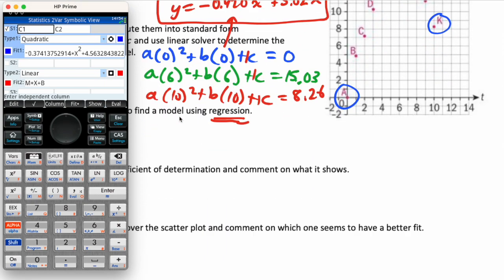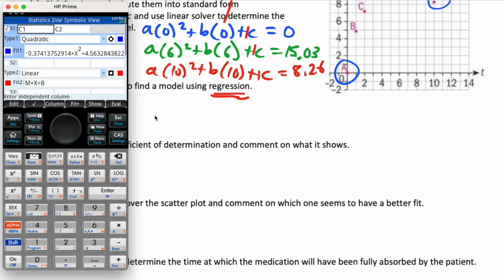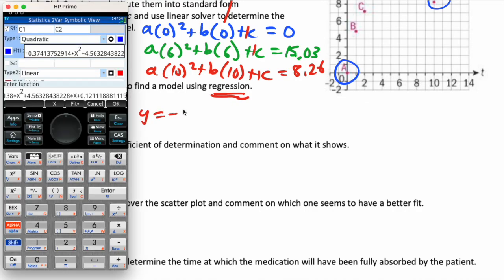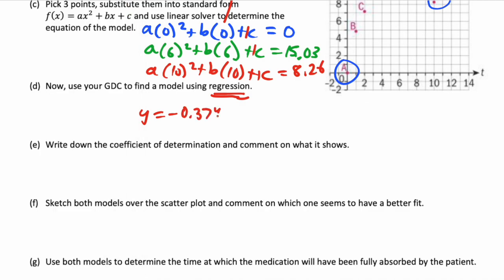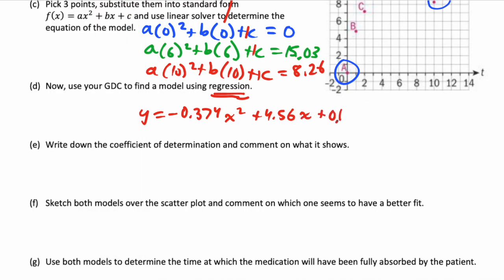And there is what we call the regression equation. The regression equation minimizes the distance between the curve and the points. To see it, you might want to click on it, and then you can see a bit better down here. So it is y equals negative 0.374x squared plus 4.56x plus 0.121. So that's our regression model.